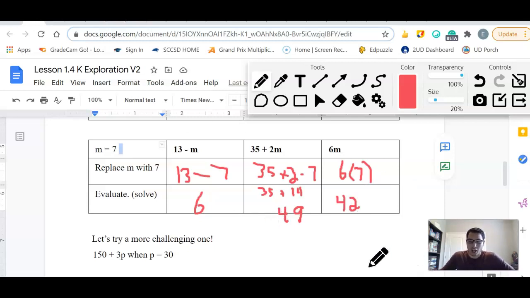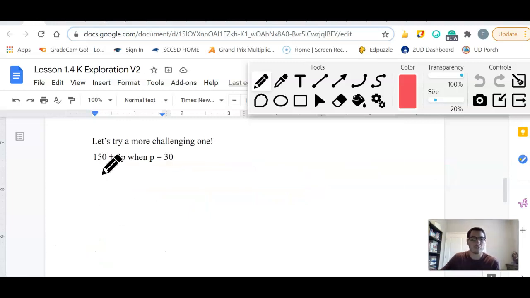All right, let's try a little more challenging one. Go ahead and solve for this one on your own. Then I will go over it here in a second. Let's solve for 150 plus 3p when p equals 30. So I have 150 plus 3p. So that's 3 times p. So we're going to have 3 times p, where p equals 30.